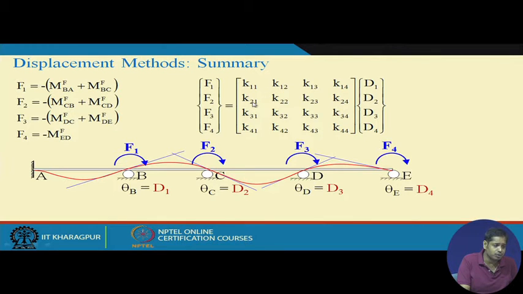K12 is equal to K21, K13 is equal to K31, and that we have already seen. Now you see, the direct stiffness method is sometimes also called the matrix method of structure analysis.